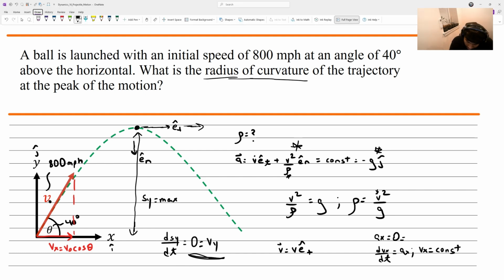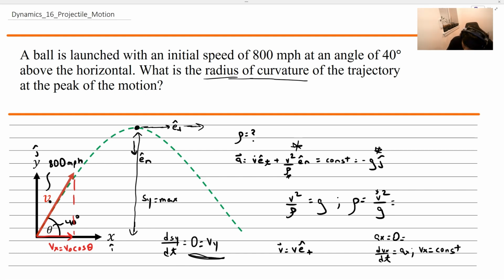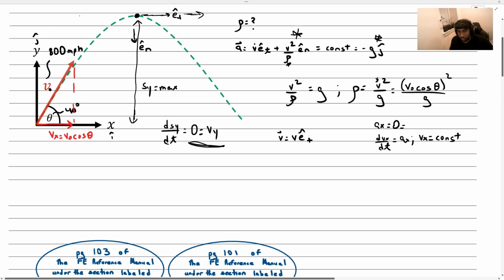Okay, so if we go ahead and plug in right here, this is equal to V naught cosine of theta, this entire term squared over g. Okay, so if we plug into this, we'll be able to get to the solution.